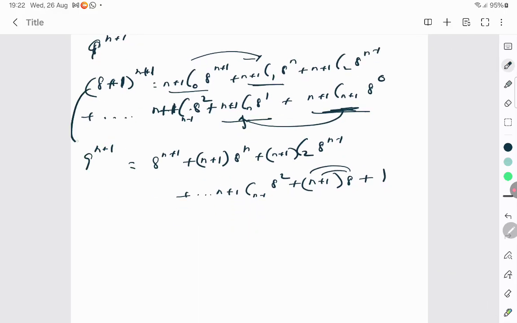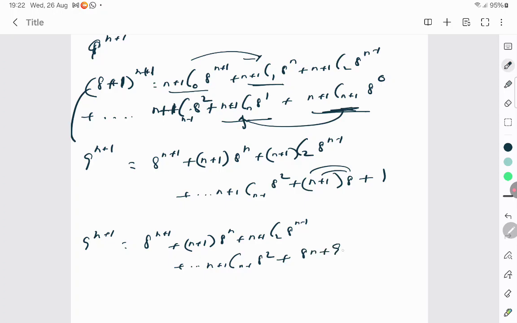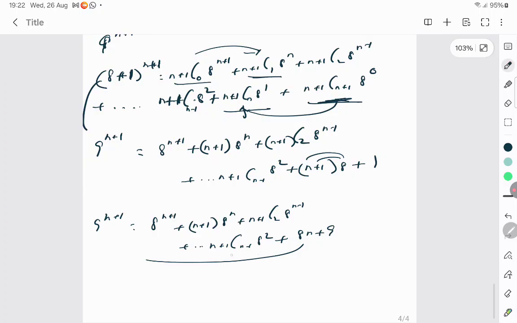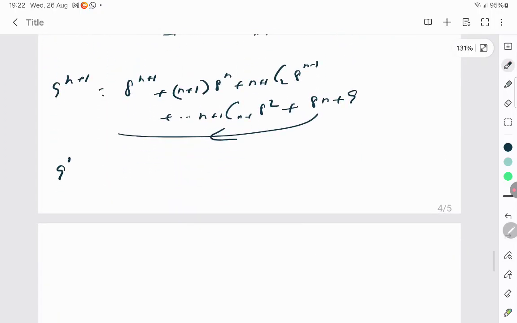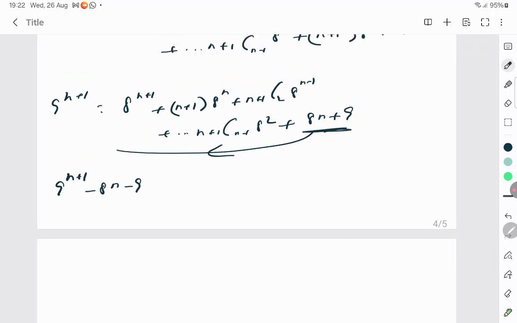Please write it as like this. 9 to the power n plus 1 is equal to 8 to the power n plus 1 plus n plus 1 into 8 to the power n plus n plus 1 c2 into 8 to the power n minus 1 plus dot dot dot n plus 1 c n minus 1 8 square. Then take it in, 8n plus 8 plus 1 is 9. So we're going to take this to the left hand side. So what is going to happen? So 9 to the power n plus 1 minus 8n minus 9. Take these two alone so that you get the question.